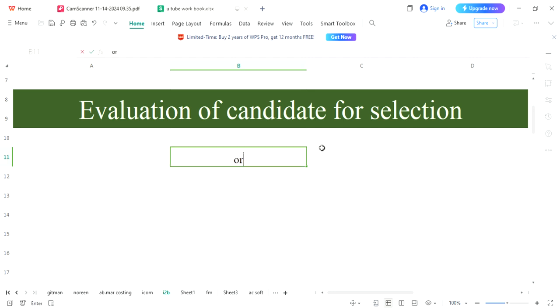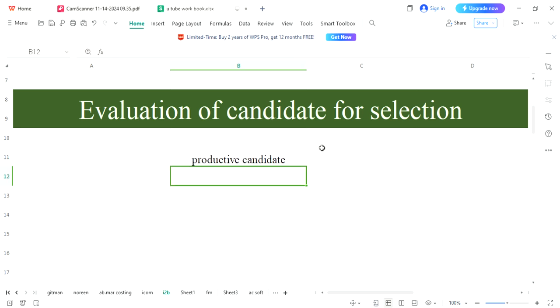What I am saying is you want to select a productive candidate. What does that mean? A candidate upon whom there is least cost. Least cost we are putting upon that candidate and highest output he can give to us. What does that mean? I'm repeating. Least input with highest output. That would be a productive candidate.